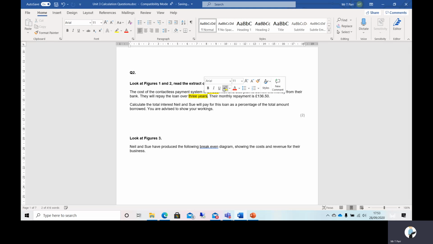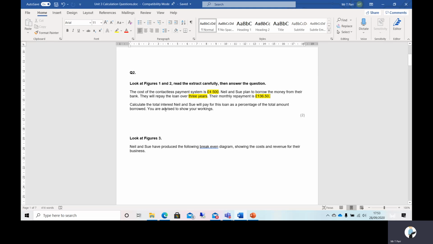Then it says their monthly repayment is £136.50. What that means is the bank is going to give them £4,500. There you go, have that. Just pay us back £136.50 a month for 3 years. As we're going to figure out, when you add up how much they pay back, it's going to be more than what they've borrowed, and that means the bank gets some money in return.